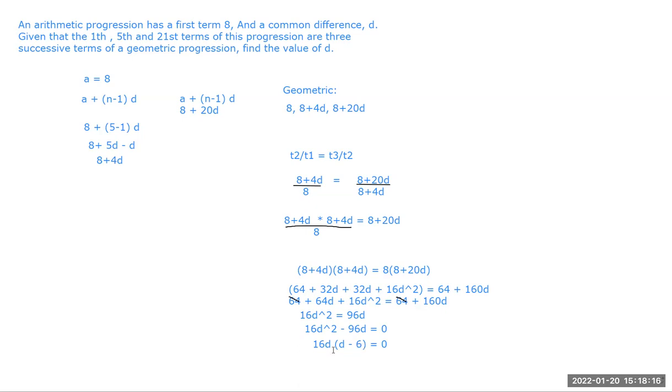If that's equal to 0, what is D? That means either 16D equals 0 or D minus 6 equals 0. So use those now and find D.